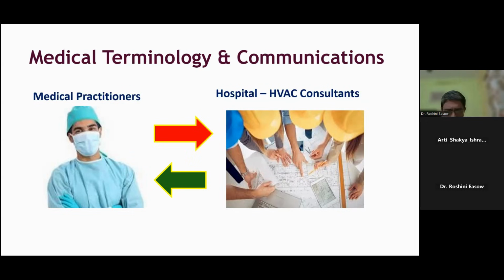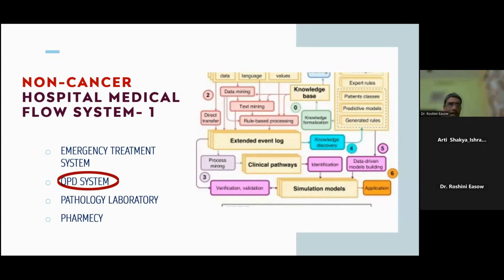So my request to the hospital HVAC consultant is to know the subject of hospitals, how a hospital flow system works. Now see, I'm just giving a rough idea of the hospital system. It is called a non-cancer medical system. Why am I saying non-cancer, I will explain: because a cancer hospital demands a different type of thing which does not fall under general hospitals. So what we find is the emergency treatment system, OPD system, pathology laboratory and pharmacy.